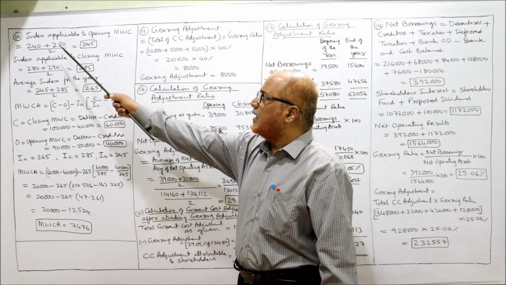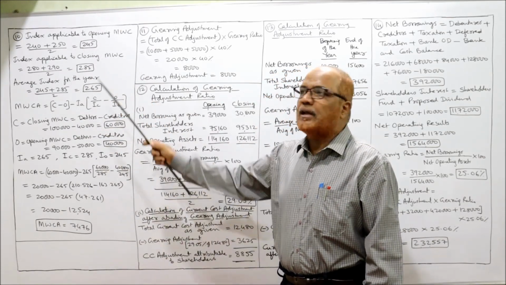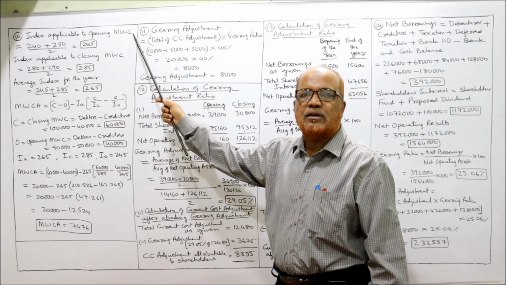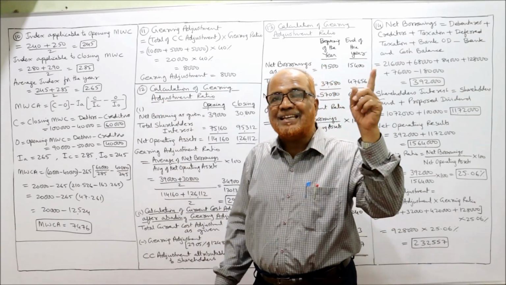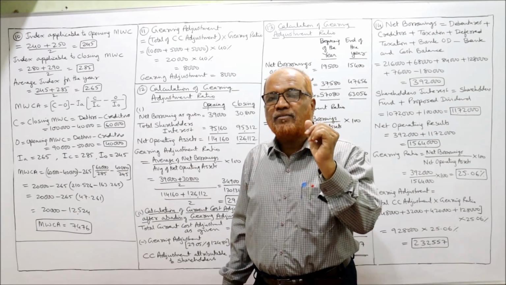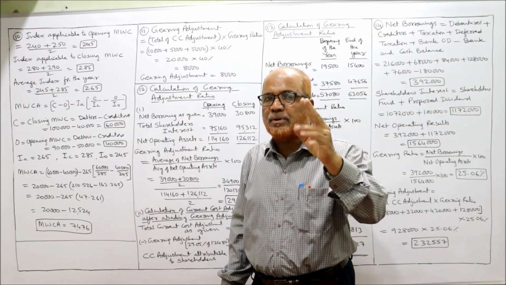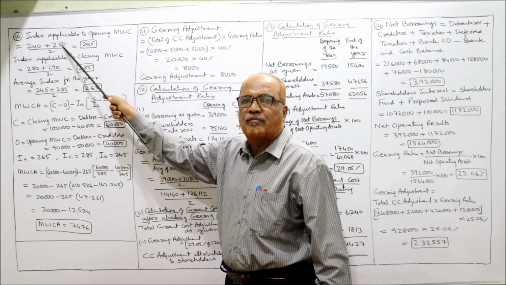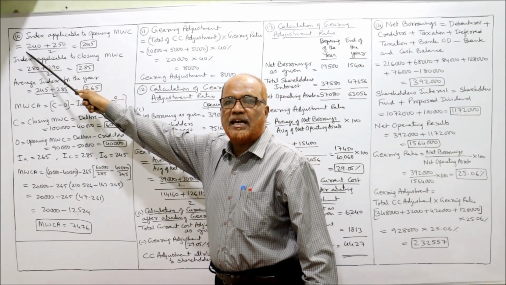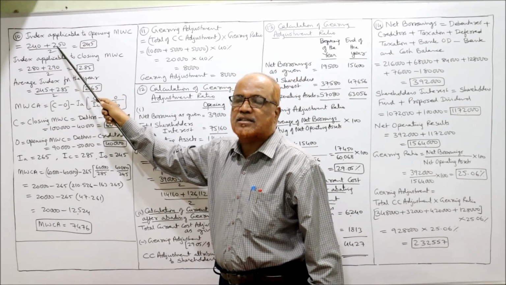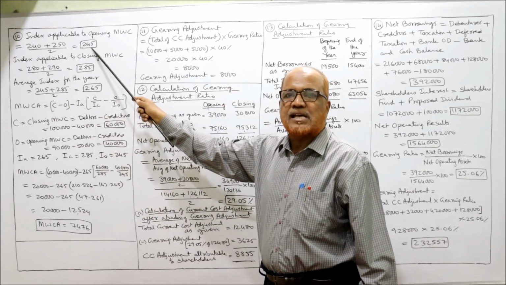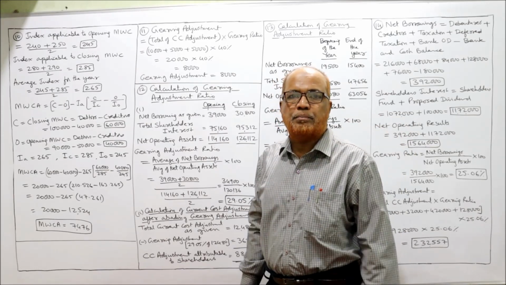Now see here, the index number applicable to opening monetary working capital. MWC means monetary working capital. So opening means 1988. For 1988 we are given 2 index numbers, November and December. November is 240, December is 250. This is November 1988, this is December 1988. We calculate the average, 240 plus 250 by 2, 245. This is the average of last year, the beginning.